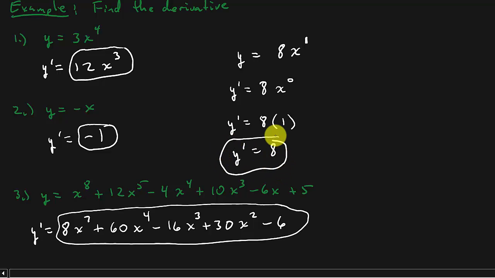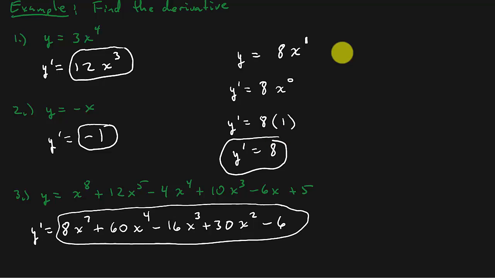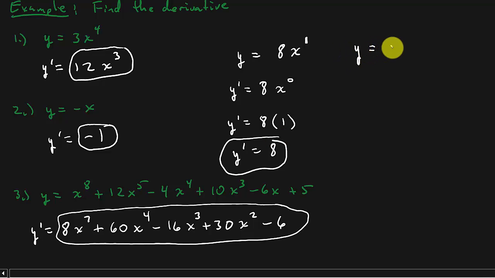Whenever you're taking the derivative of a constant times x to the first, it's just that constant. And you can show that with any real number. Instead of a, let's use c. c is any real number. Okay, so I've got y prime.